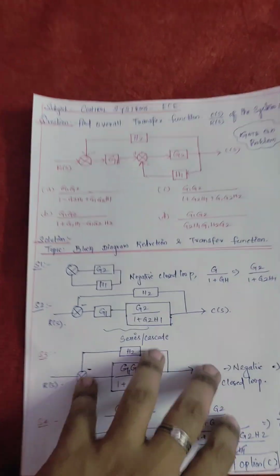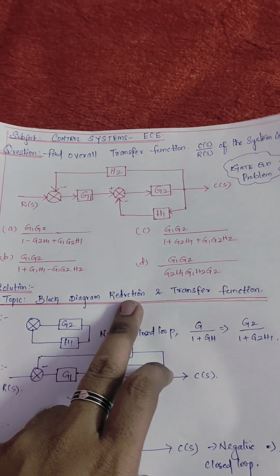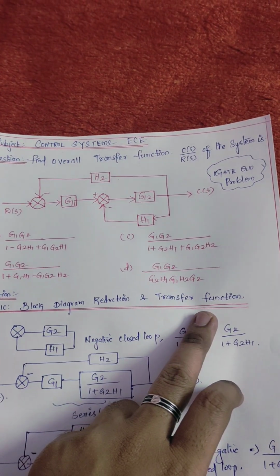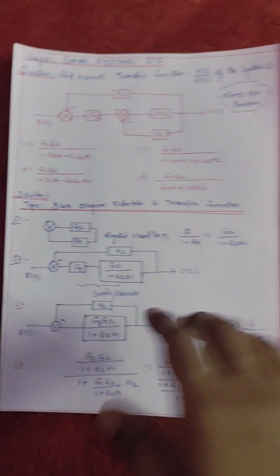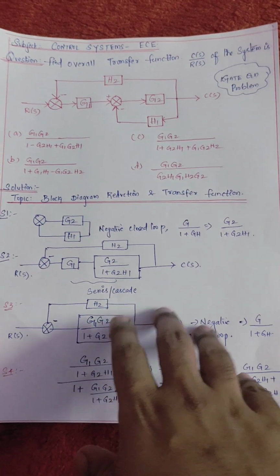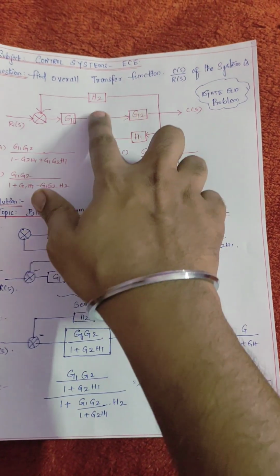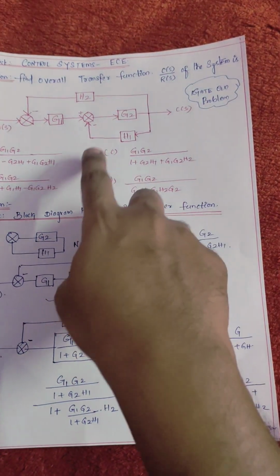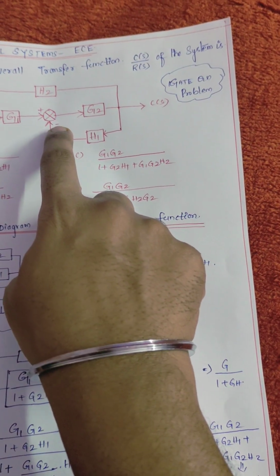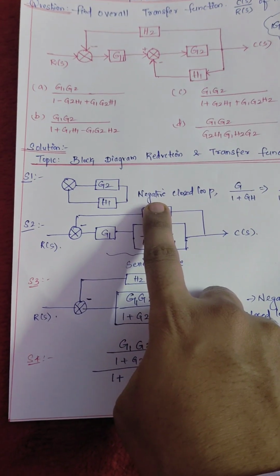Okay, let me go for the solution. The topic belongs to block diagram reduction, and I need to find the transfer function. From this problem, first you have to find any closed loop. Here we have this closed loop. The closed loop is connected with a negative path, so it's called a negative closed loop. So I take the first path alone.